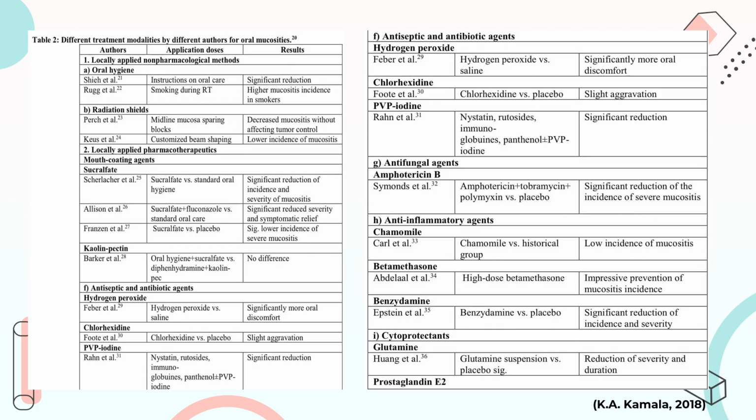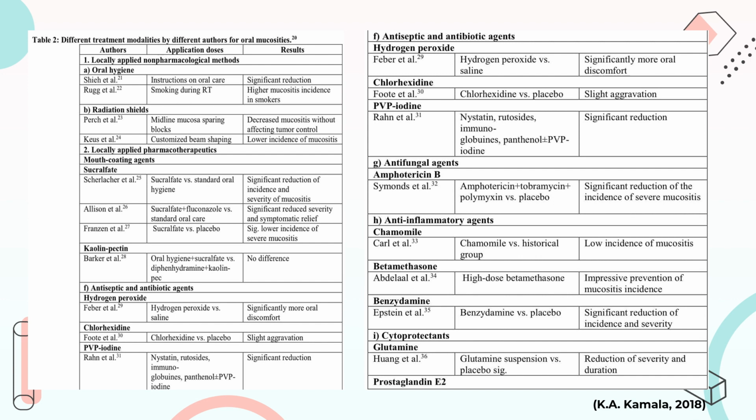On the following slide, also obtained from the same case report, is another table consisting of the different treatment modalities by different authors for oral mucositis, whereby the main point is that each of them would give out similar suggestions in treating mucositis, and so strengthening the source of each treatment. One of which is on the locally applied non-pharmacological methods, that is oral hygiene, which does show a significant decrease of incidence. Also the same for radiation shields, which wasn't mentioned before, but the authors have stated the use of midline mucosa sparing blocks and customized beam shaping would help.